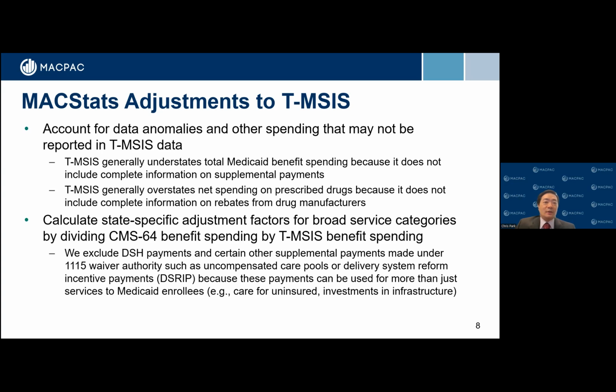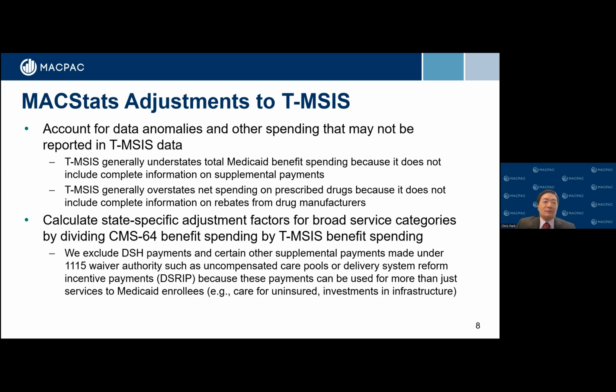The methodology MACPAC uses involves the following steps. We aggregate the service types into broad categories that are comparable between the two sources. This is necessary because there's not a one-to-one correspondence of service types in TMSIS and CMS 64 data. Although TMSIS does include a new variable that corresponds to the service categories reported on the CMS 64, many states are not currently submitting complete information under this variable.